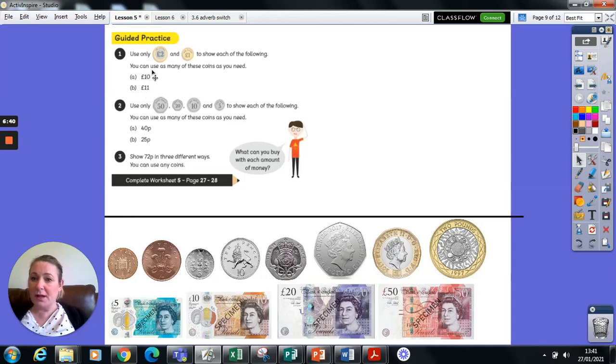£11, well, I can make £10 and then simply add another £1. So all of those solutions that I used for this can then be used to make £11 with the addition of this. Here, again, lots of different solutions. 40p, nice and simple, you could use 20 and 20. Or you could use 10, add 10, add 10, add 10. 25 pence, the easiest way I could think to make that would be to take a 20 and a 5 pence.